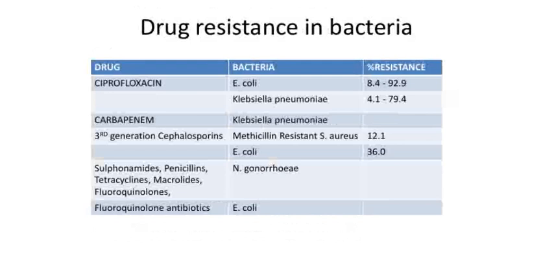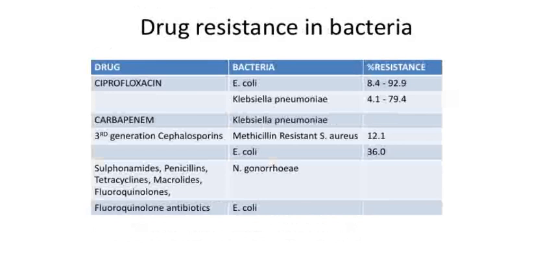Similarly, for carbapenem, which is a drug of choice for infections, especially Klebsiella pneumoniae, I could not find the exact percentage resistance, but there is wide reporting of resistance of Klebsiella pneumoniae against carbapenem. Now, the third generation cephalosporins. MRSA, that is methicillin resistant Staphylococcus aureus, this bacterial strain is resistant. The percentage resistance is around 12.1% for the third generation cephalosporin. And against this drug, E. coli strains are also resistant, up to 36% of E. coli resistant strains are found against the third generation cephalosporins.